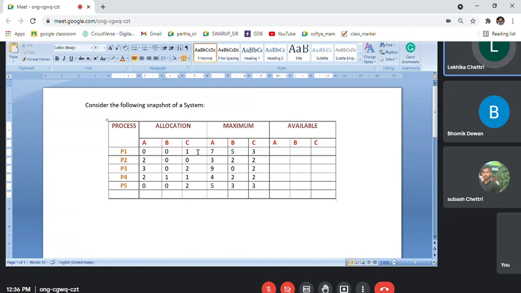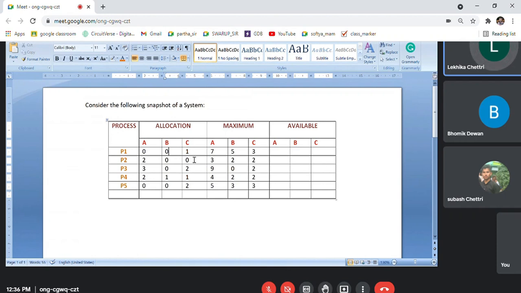So now let's say it needs 7 minutes of A resource, 5 minutes of B resource, 3 minutes of C resource to complete its task. Now P2 has so far been allocated 2 minutes of resource A, 0 minutes of resource B, and 0 minutes of resource C. So it still has not completed its task. It is still in the main memory. It has currently been swapped out.